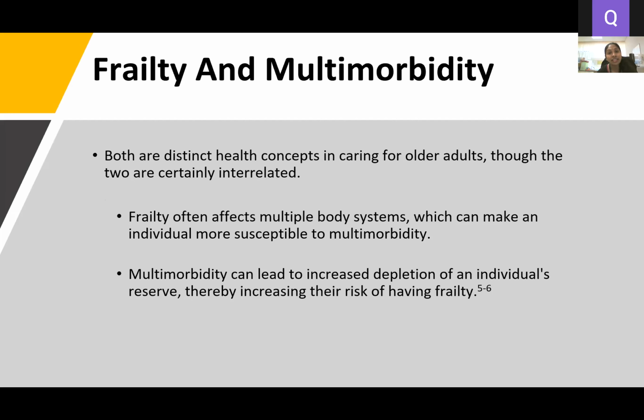And what is the relationship between frailty and multimorbidity? They are distinct health concepts, but they are definitely interrelated. Frailty can affect multiple body systems, which can make an individual susceptible to multimorbidity. And multimorbidity can lead to increased depletion of an individual's reserve, thus increasing their risk of frailty.